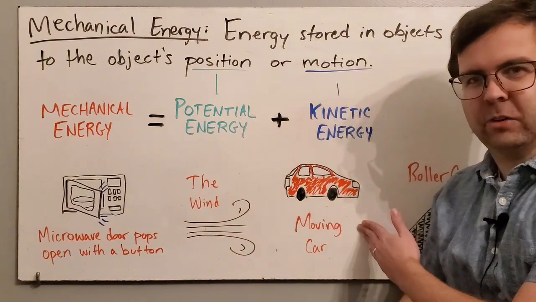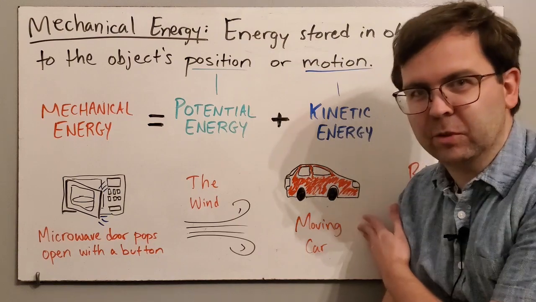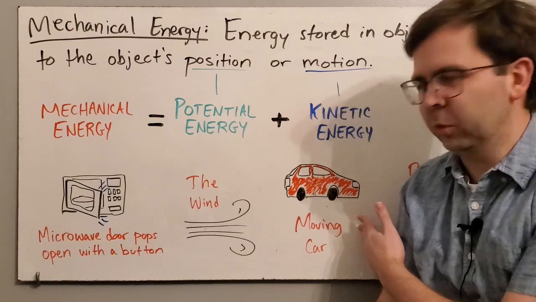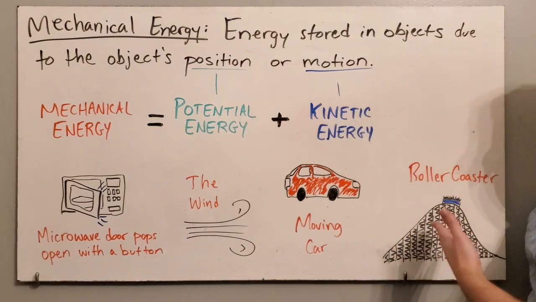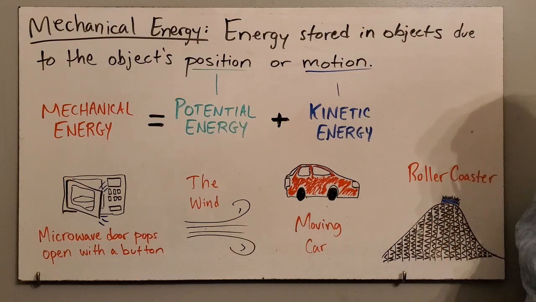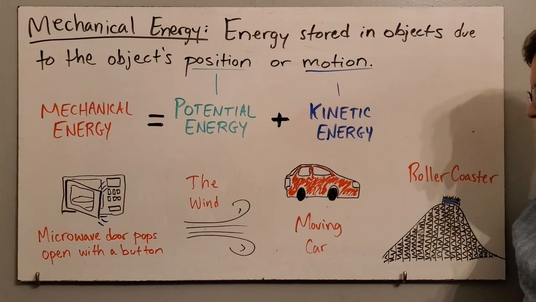A car is another great example because it's got a lot of this mechanical energy if it's moving, or even if it has the potential to move. And finally, a roller coaster. At the top of a hill, it's got a lot of potential energy, but that turns into kinetic. That's all mechanical energy there.